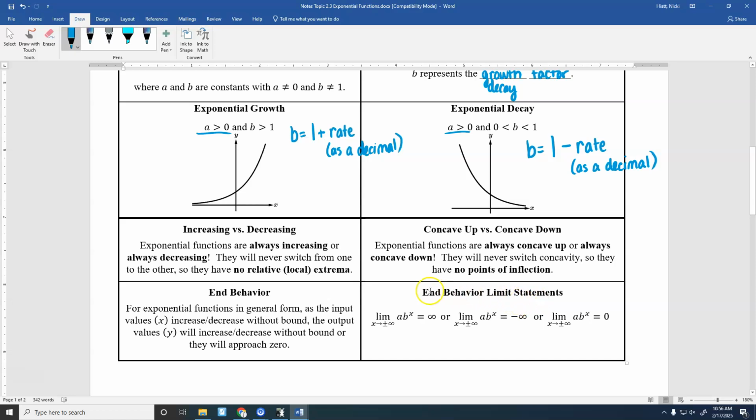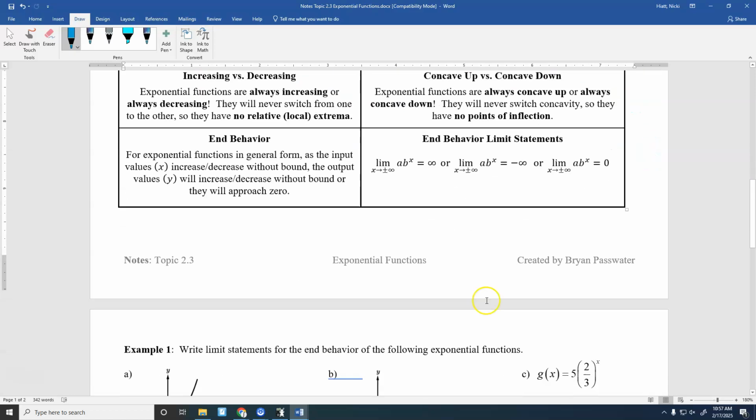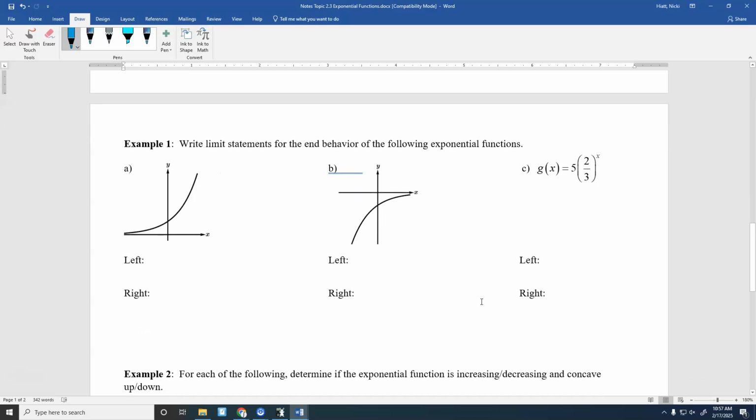With exponential functions, one side is going to go to 0, and the other will either go to infinity or negative infinity. So we have these three different options that we're looking at. And what you really have to do is just picture what is happening for the function. So let's look at a few problems.